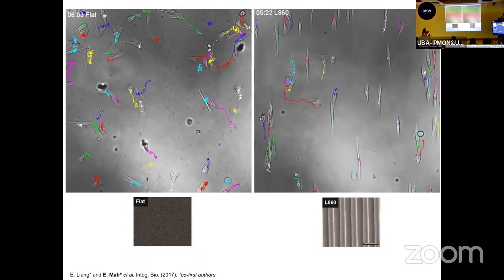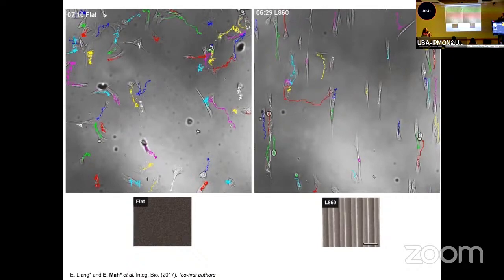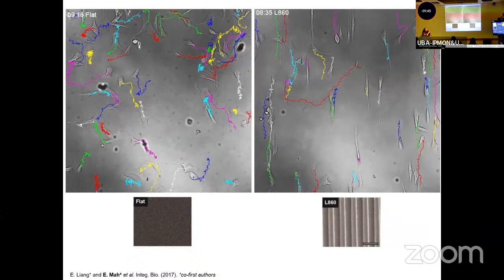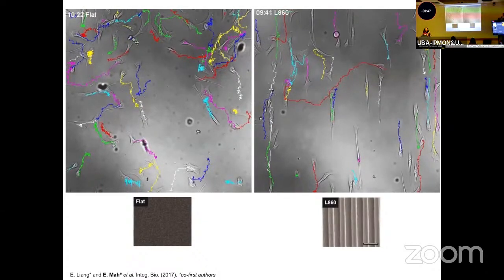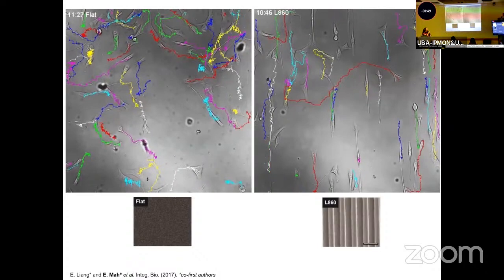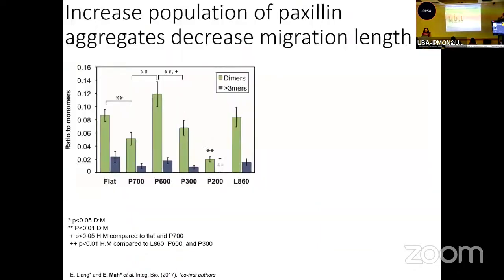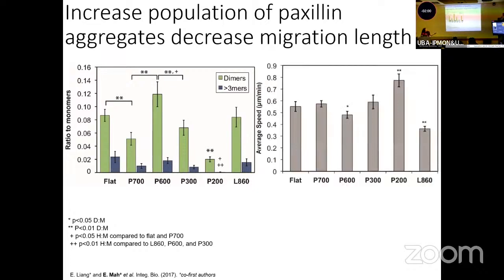And here's the rogue cell that doesn't pay attention to the pattern and it just keeps going. But that's an interesting cell because then the question is, why is that cell so different, right, compared to all the other cells that are aligned on the nanopattern surface? So the increase of population of paxillin aggregates decreases the migration length. So we calculated the speed of how fast the cells were moving.